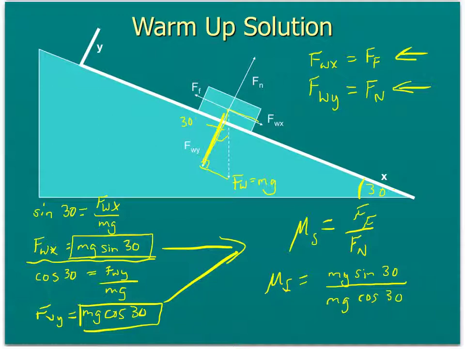Now we can simplify this a little bit. The masses cancel out. We can also cancel out our g's. So we take the sine of 30 divided by the cosine of 30, and when you plug that into your calculator, you should get 0.58. So our coefficient of static friction is 0.58.